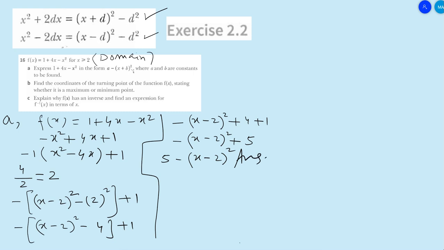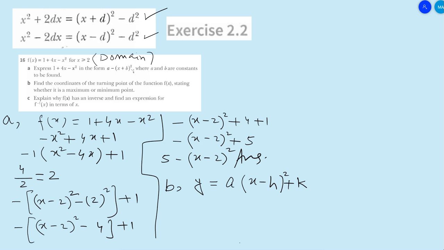Okay. Part B. Part B is find the coordinates of the turning point of the function f(x), stating whether it is a maximum or minimum. Very easy. In order to find the turning point, our equation should be in the form of y is equals to a into x minus h whole square plus k.